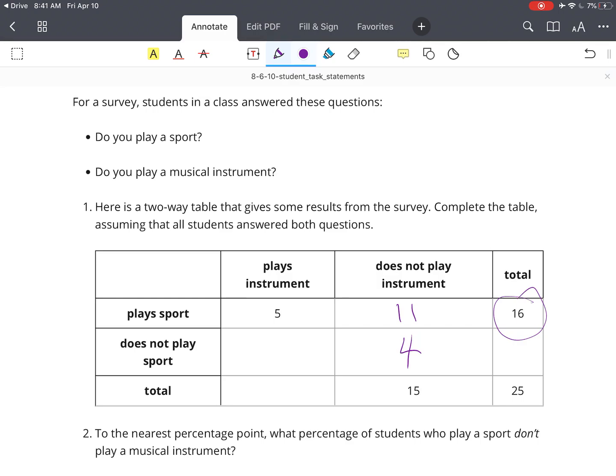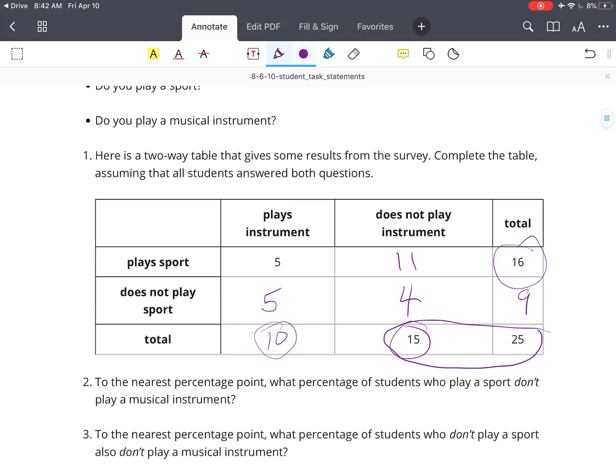Now, if we look at this row right here, we know there's a total of 25 students. This one has 15, so what should go here? 10. And if 10 total people play instruments and 5 of them play a sport, how many don't play a sport? 5. And what's 5 plus 4? 9. It's like a little puzzle.